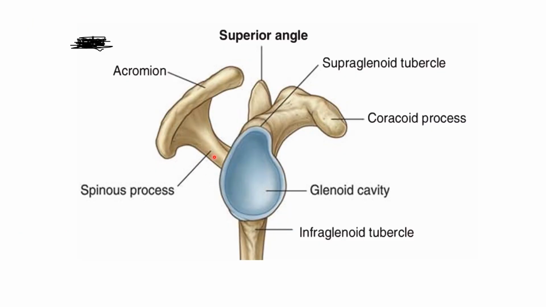So here we have the spinous process. We have the acromion process, the superior angle, supraglenoid tubercle. Then we have the coracoid process. So the three processes: spinous, acromion, and the coracoid process. Then we have the glenoid cavity, then the infraglenoid tubercle. Infra means below, supra means above. So we have the supraglenoid tubercle above the glenoid cavity, then the infraglenoid tubercle below the glenoid cavity.